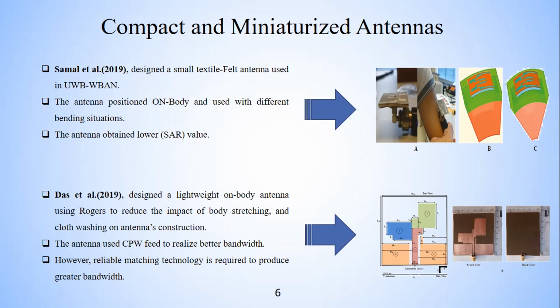Thus, again, they designed a lightweight on-body antenna using a Roger substrate in order to reduce the impact of the body stretching and glue swashing on the antenna construction. This antenna has used a new kind of feeding technique. We call it coplanar waveguide, CPW fed. This one can always give better bandwidth and better matching in air. However, reliable matching technology was required to produce greater bandwidth.